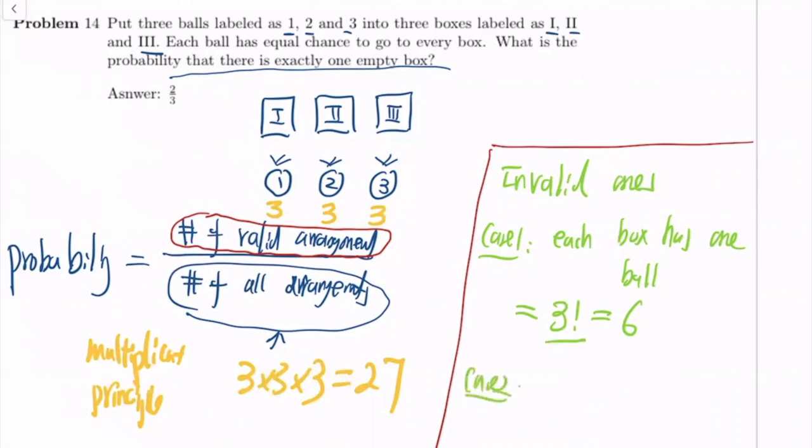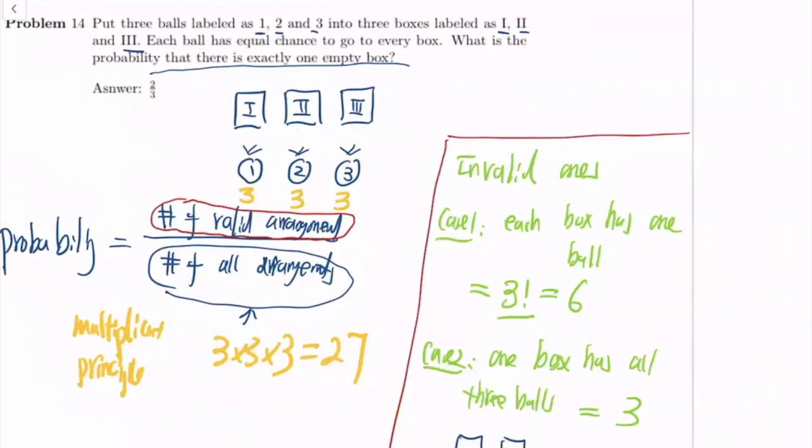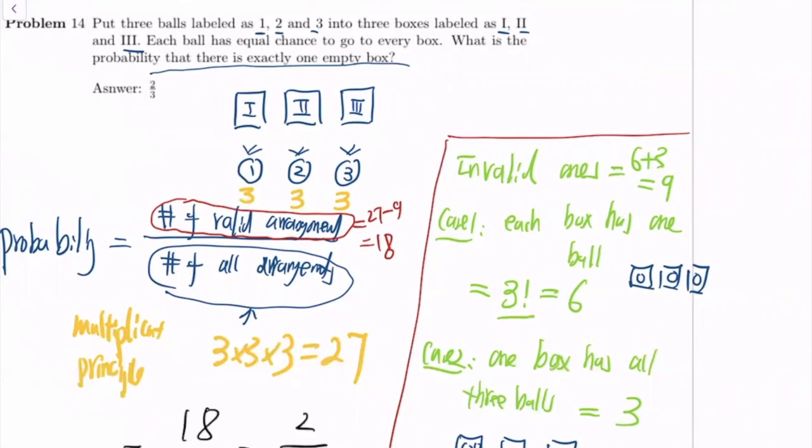Permutation. Case two is one box has all three balls, right? And then obviously we have three options, right? Either all three balls go to box one, right? All three balls go to box two, or all three balls go to box three, right? Okay, all right. Then we know the total invalid cases will be 6 plus 3, which is 9. And then valid cases here will be 27 minus 9, which is 18, right? So that's the number of valid cases. So that'll be 18 divided by 27, which is 2 over 3.